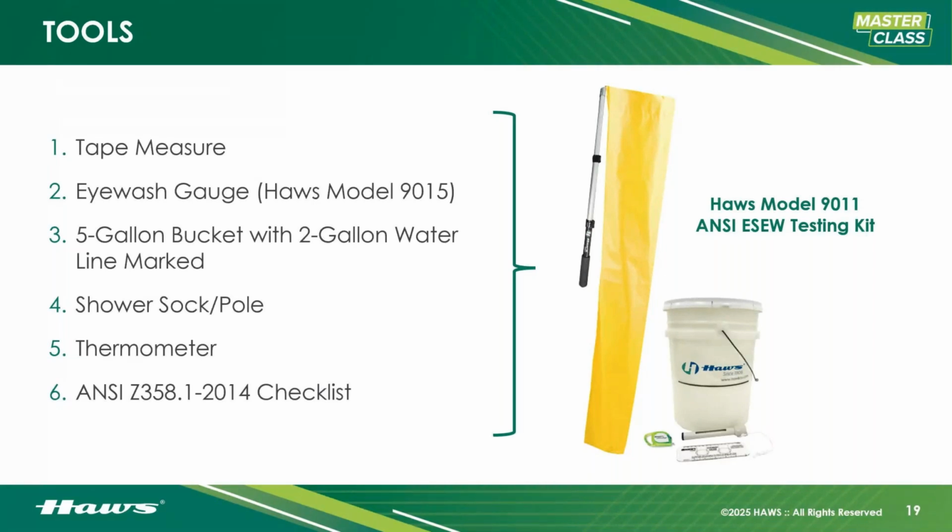You need a 5-gallon bucket with a 2-gallon water line mark, which I'll also explain. You need a shower sock with a good sturdy pole like you see there, because they call it a drench shower for a reason, and you don't want to walk around in soggy loafers and take a walk of shame through your facility. Thermometer, because we got to test the temperature, either the kind that you see there in the photo or a digital laser type is totally fine as well. And then a checklist so that you can go, requirement by requirement and work your way through the standard.